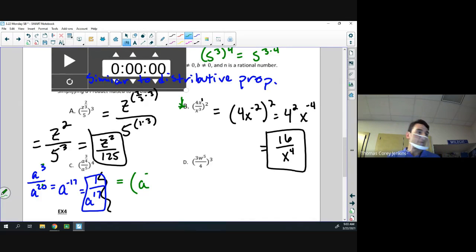So that's going to give me negative 17, and then 1 over a to the 17th. Or I could subtract first, right? So if I did 3/4 minus 5, I would get negative 4 and 1/4, or negative 17/4.